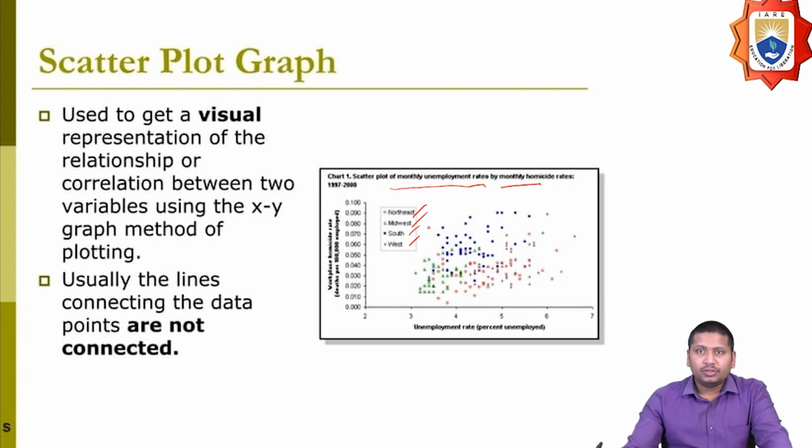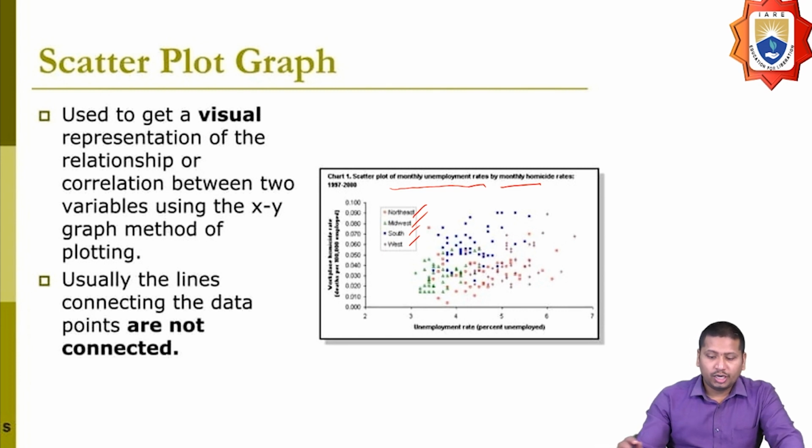So this scatter plot shows the relationship or correlation between the variables using the x and y graph method, and usually the lines connecting the points are not drawn here.